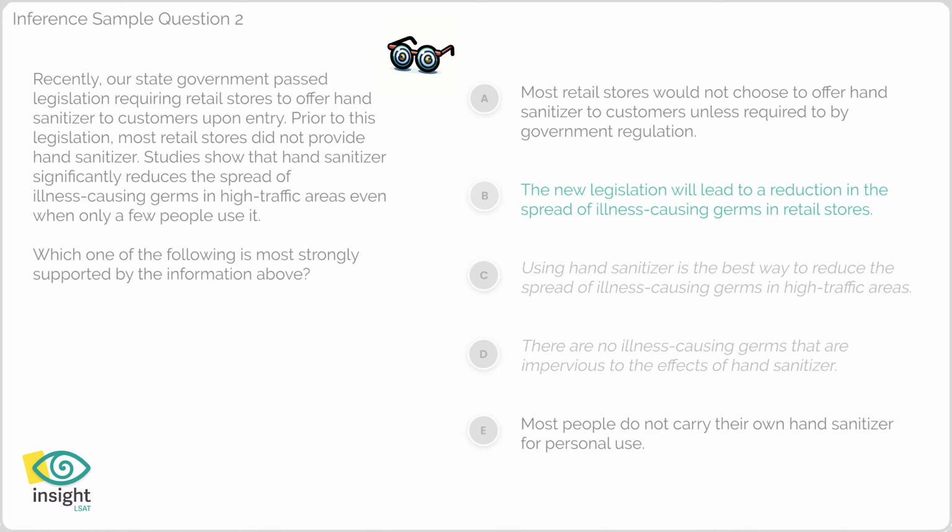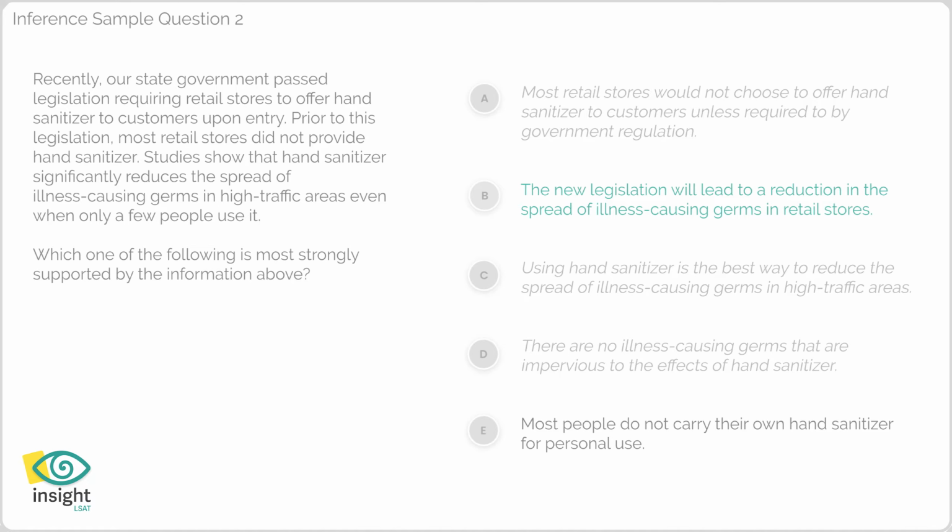Well, let's see. Because the legislation requires stores to offer hand sanitizer, and the study shows that hand sanitizer significantly reduces the spread of germs even when only a few people use it. Right. So now all the stores have the hand sanitizer. And sure, not everybody will use it, but some probably will. And the study suggests that just a few would be enough. Yeah, this all adds up. It does seem like the passage supports the answer choice pretty well after all. I definitely like it better than A, so we'll knock A out at this point.